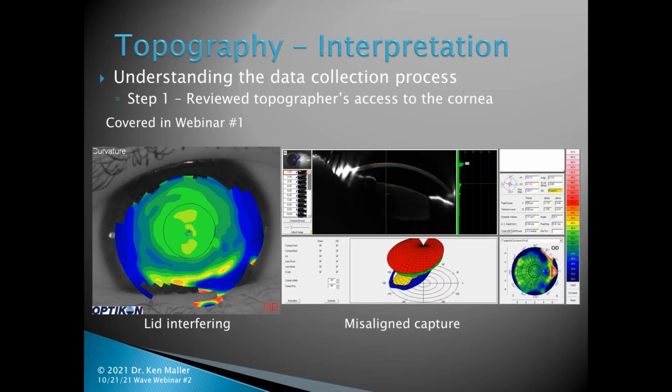This particular image here on the right was a misaligned capture. You can see here in the upper left that the patient was actually fixating somewhere off to the temporal side over there. And so as a result, all of this data down here on the right is tainted.